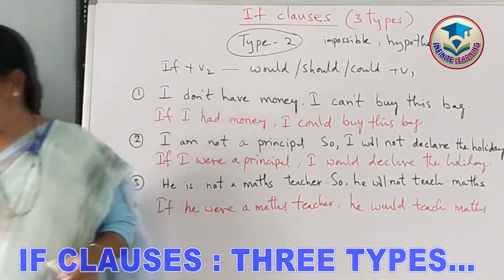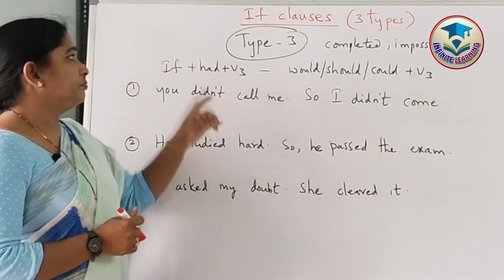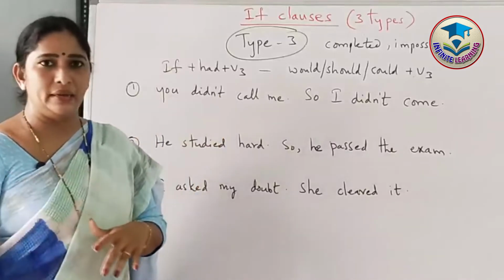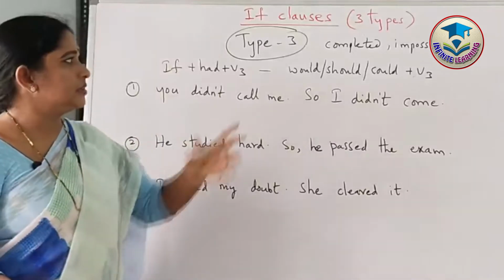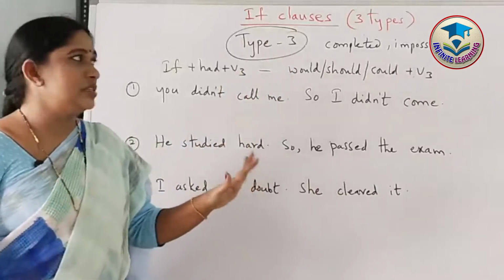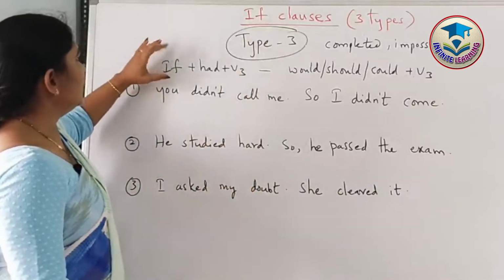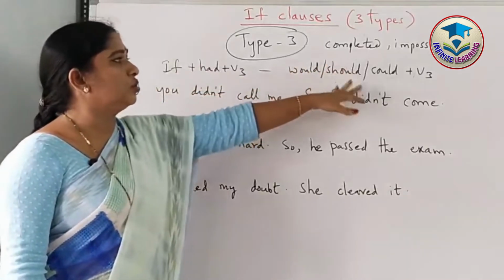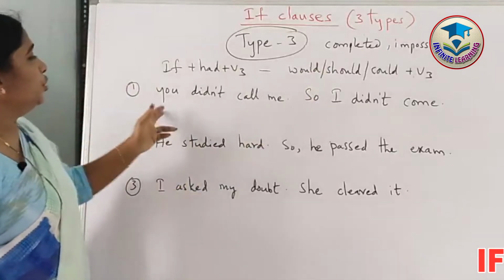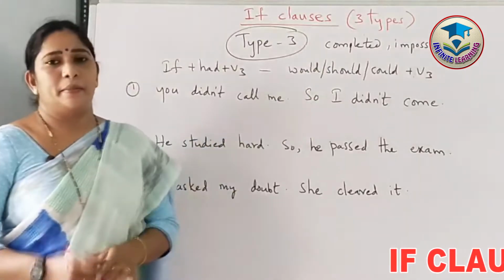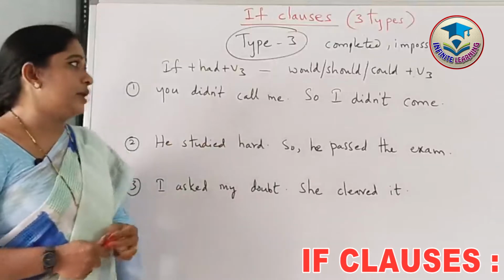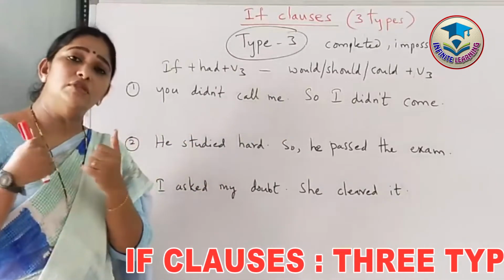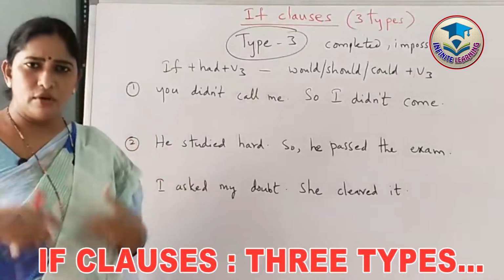Keep on watching. Now you see the third type. It's already completed. It had happened in the past. It will not happen again in the future or in the present. It's a highly impossible condition. In such conditions, if plus had plus V3, and in the second half, would or should or could plus have plus V3, is the structure. You didn't call me, so I didn't come. Both the incidents happened already.